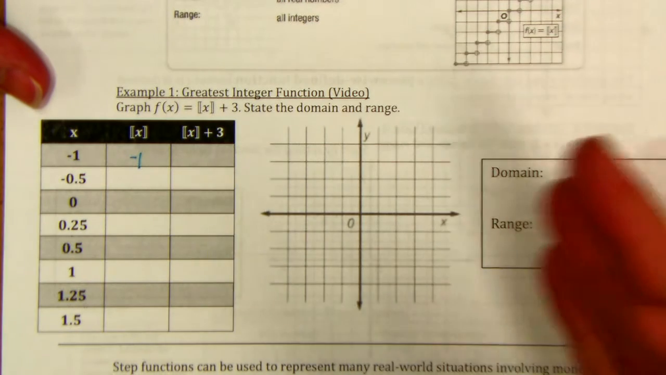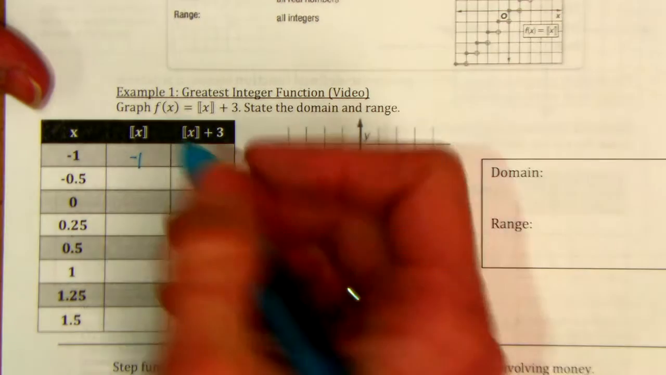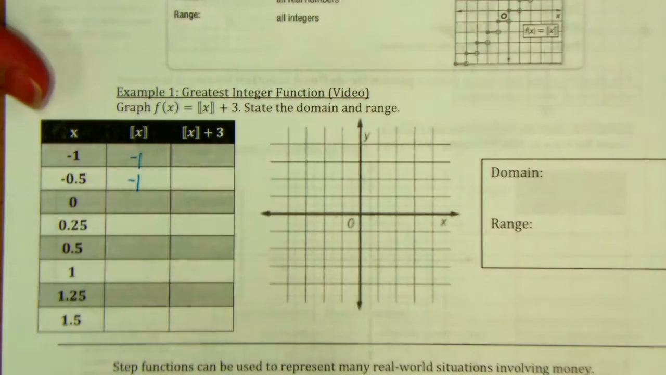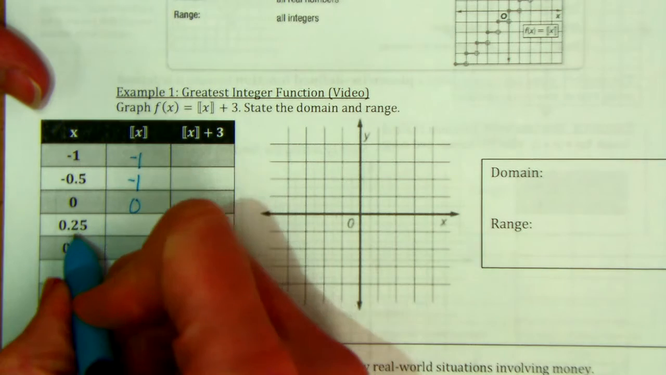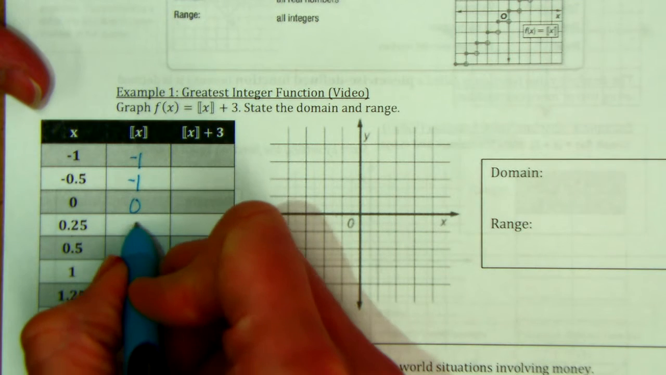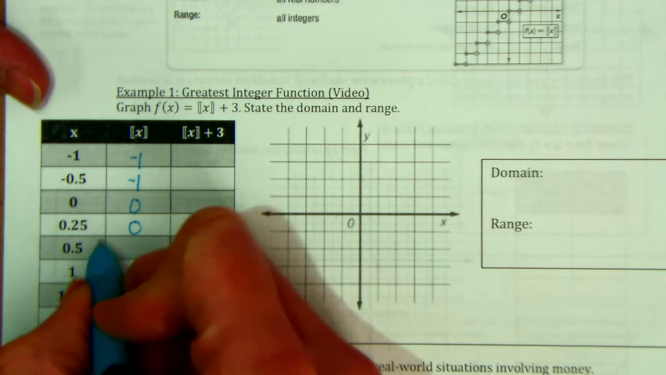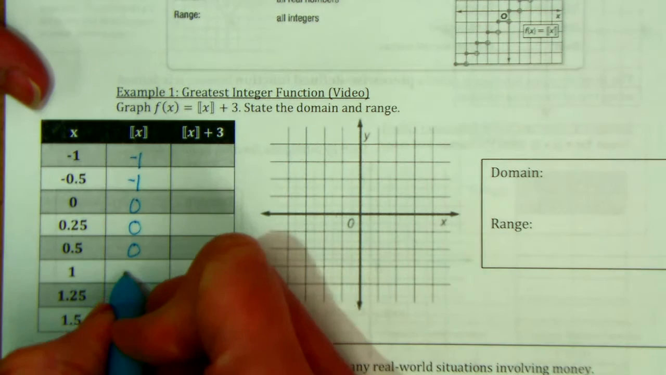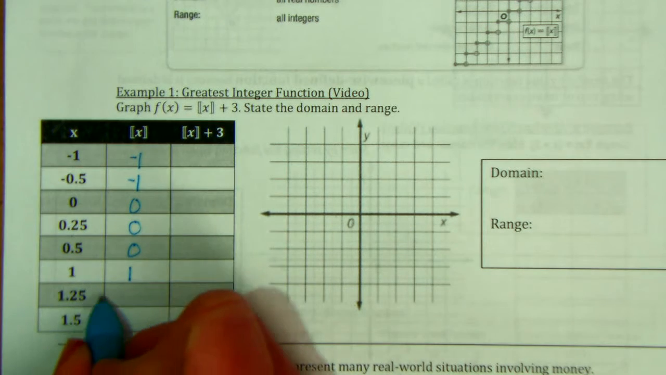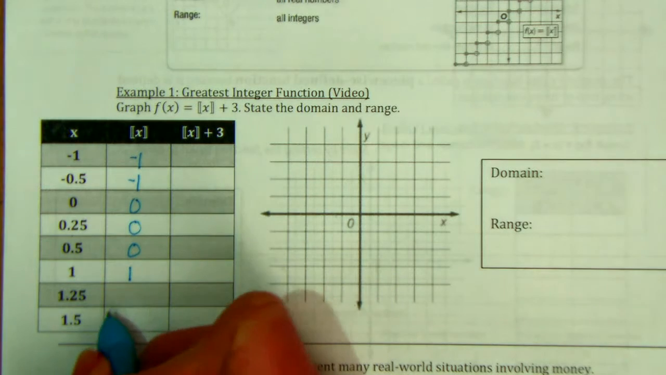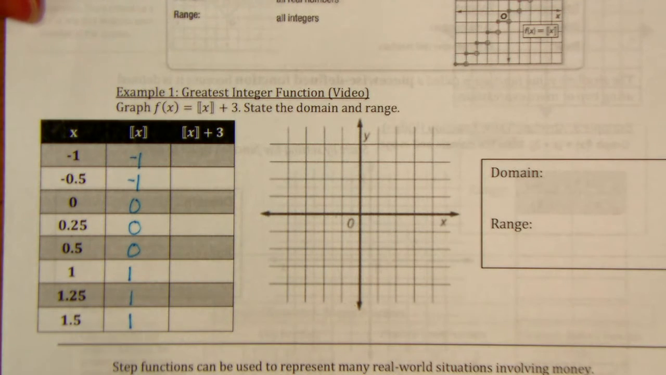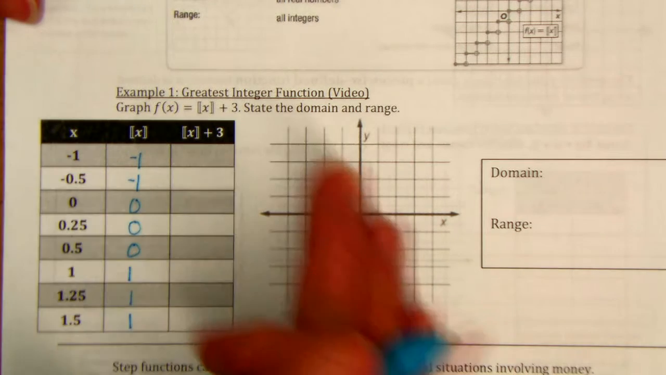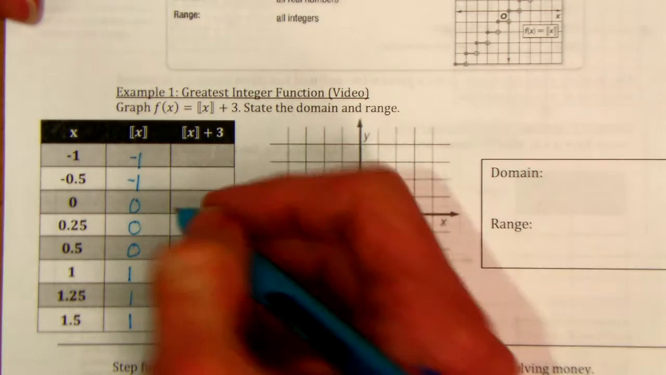0 would be 0, all right? 0.25 would have to be 0. 0.5, you got to round down to 0. Once you hit 1, you're good. But if you go a little bit above 1, we got to go back down to the integers. So it's always going to be integers. Okay, so we found that value. Now we just add 3 to it to find the actual value of the function. So -1 plus 3 is 2. 0 plus 3 is 3. 1 plus 3 is 4.